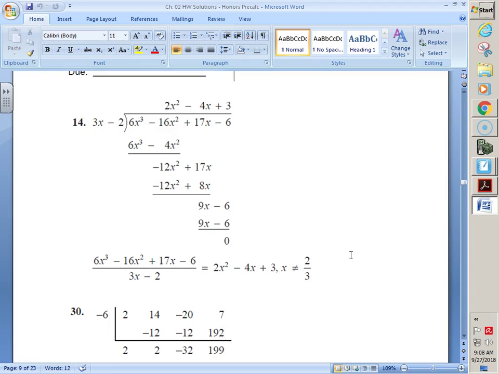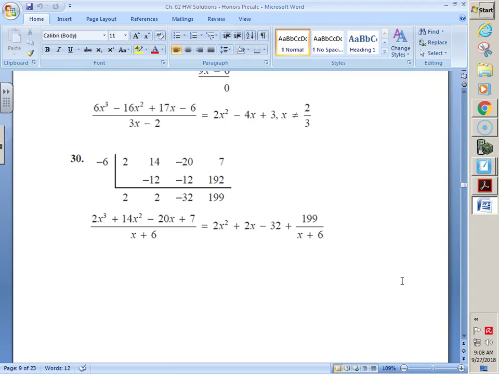Okay, number 30, synthetic division. They show it differently, but do you get the idea? This is one way to show synthetic division. My way with the little box is another alternate form. Both ways work. You get to choose which one you want.